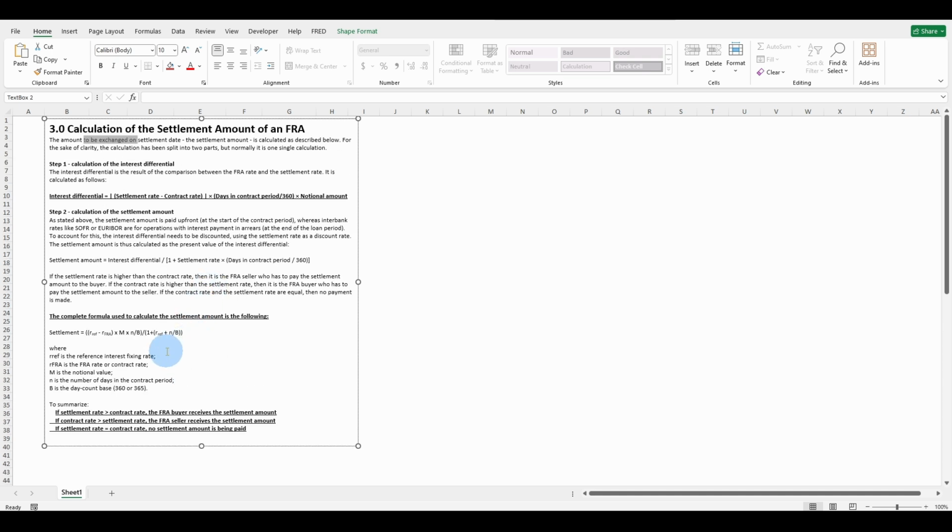Think through this. Why would the settlement rate be greater than the contract rate? And why is it paid to the buyer? That's the borrower, who is long price, short rate. And then think, the contract rate greater than the settlement rate, the seller is short interest, long price. It'd be backwards. Think through that. Why would the buyer have to pay the seller? And why would the seller have to pay the buyer?